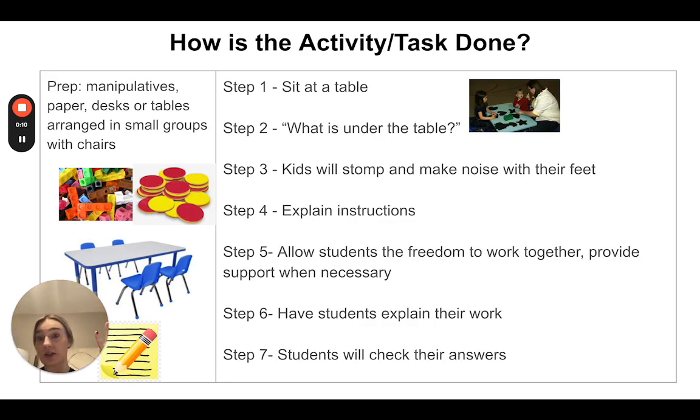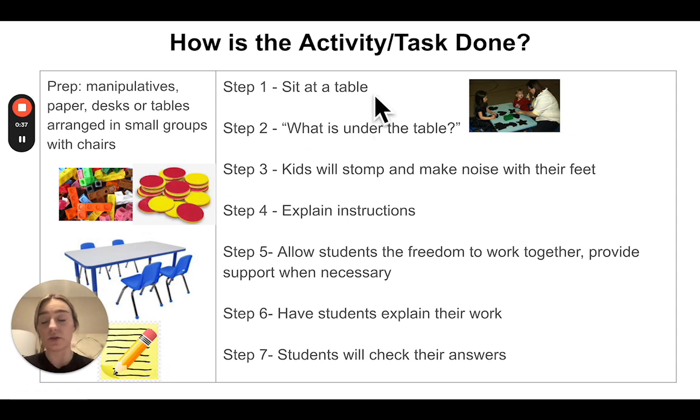So, first question is how was this done? What can I do to do this activity? Well, first thing you need to do is prep. You need manipulatives, that could be counters or cubes. Those are just some examples, but the menu for manipulatives is huge, as you know. You'll need desks or tables arranged in small groups for this activity with chairs, and you'll also need paper and pencil for each student that's participating in this activity.